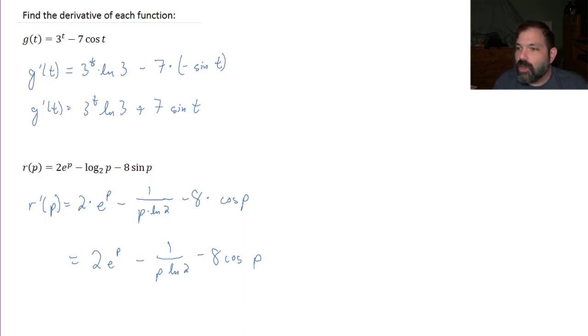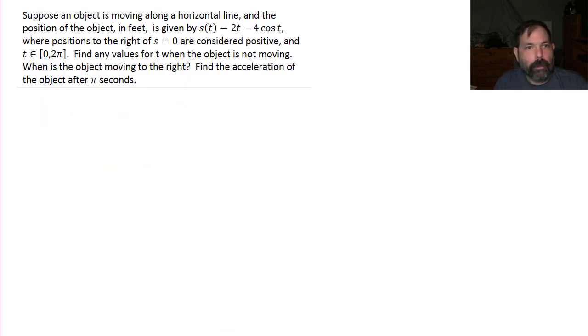All right, let's finish off this topic with one more application. Another motion problem. Here we are given that an object is moving along a horizontal line, and the position of the object in feet is given by the position function 2t minus 4 cosine t, where positions to the right are considered positive. And t is on the interval 0 to 2 pi, so we have a restricted domain here. Find the values for t where the object is not moving. When is the object moving to the right? And then find the acceleration of the object after pi seconds.